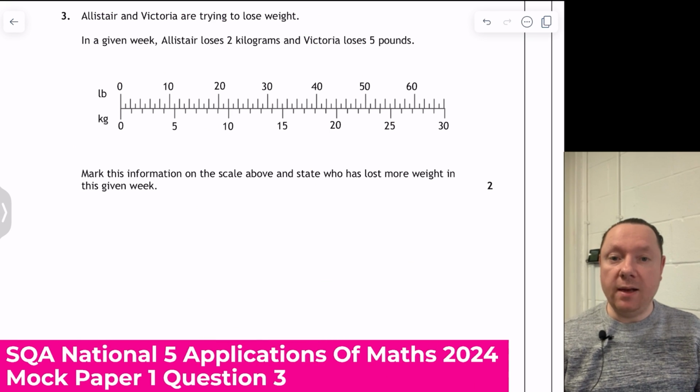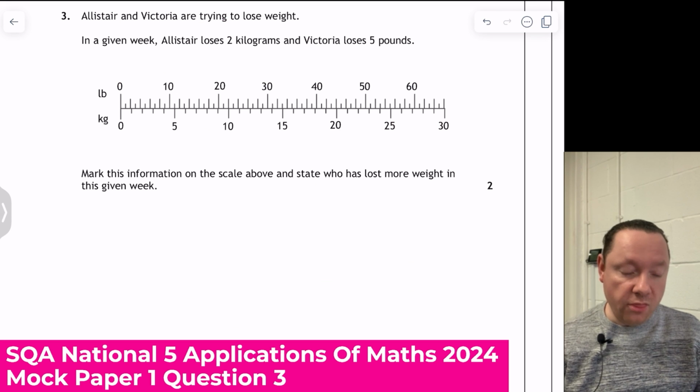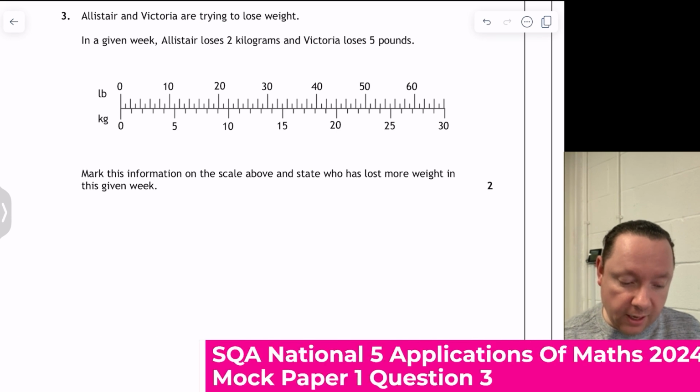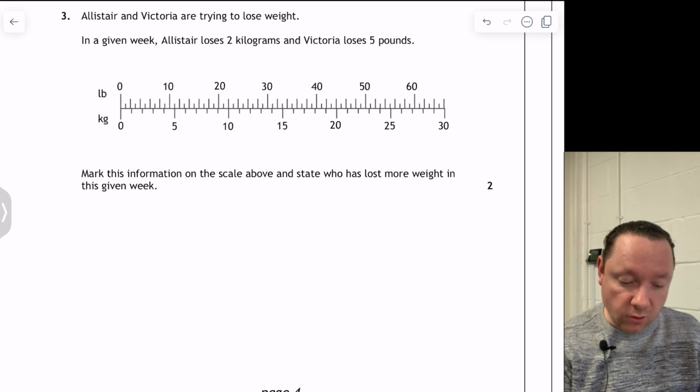SQA National 5 Application of Maths 2024 Paper 1, Question 3 for this mock paper. Alistair and Victoria are trying to lose weight. In a given week, Alistair loses 2 kilograms and Victoria loses 5 pounds. Mark the information on the scale and state who has lost more weight in the given week.